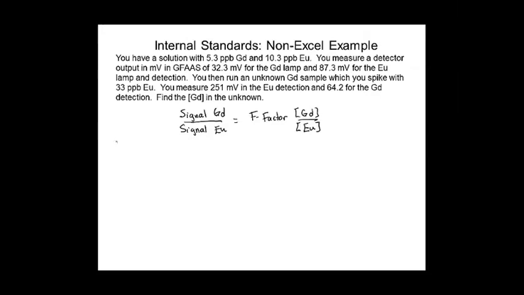So now we're going to work with our standard, and the goal of this calculation is to find the F factor. And that's just going to be 32.3 millivolts of gadolinium.